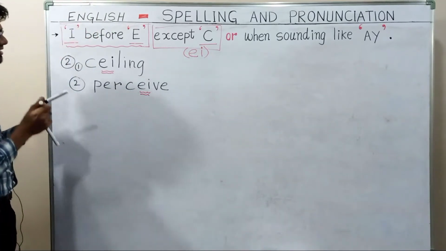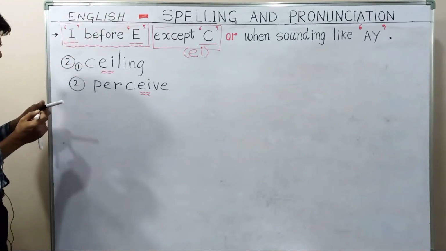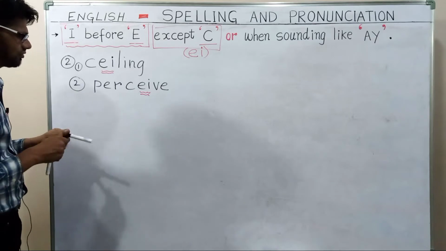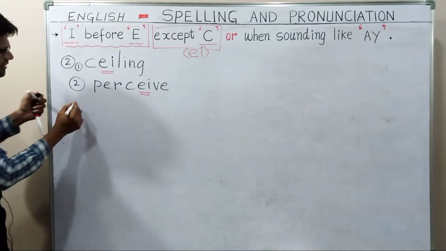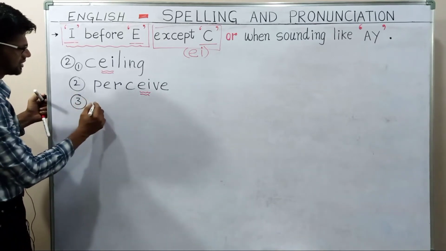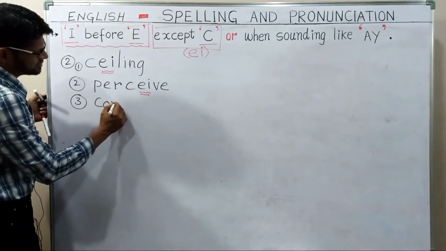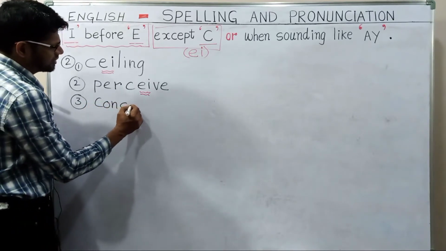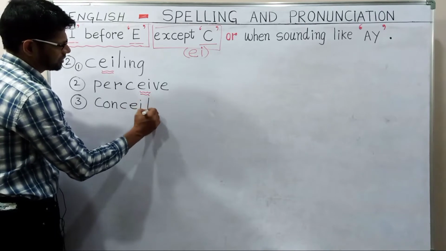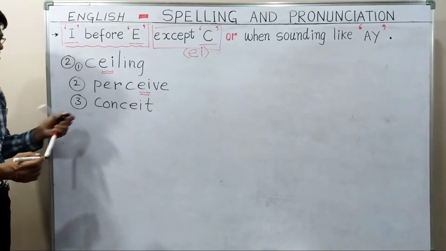So here, except C. Now the next one. What is the next one? If I write, for example, one more example, conceit, C-O-N-C, after C, E-I, E-I. So conceit, you can notice, conceit.